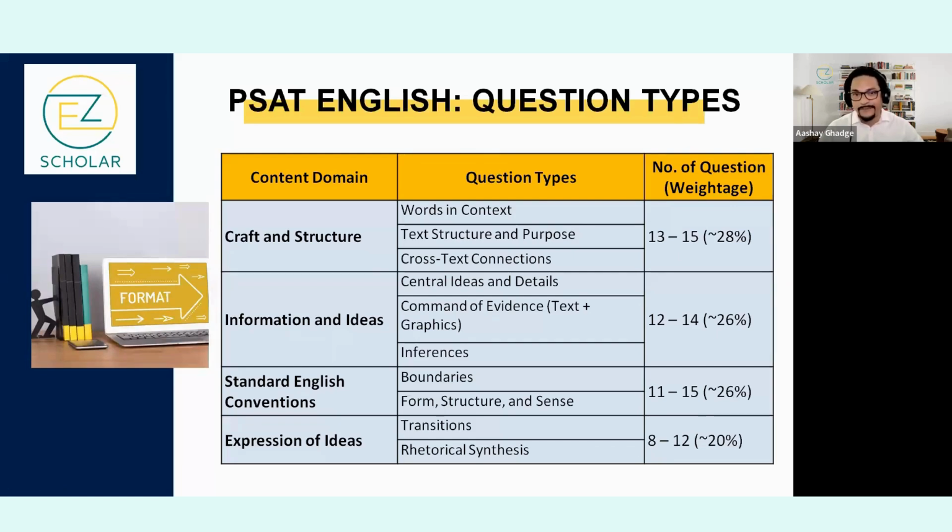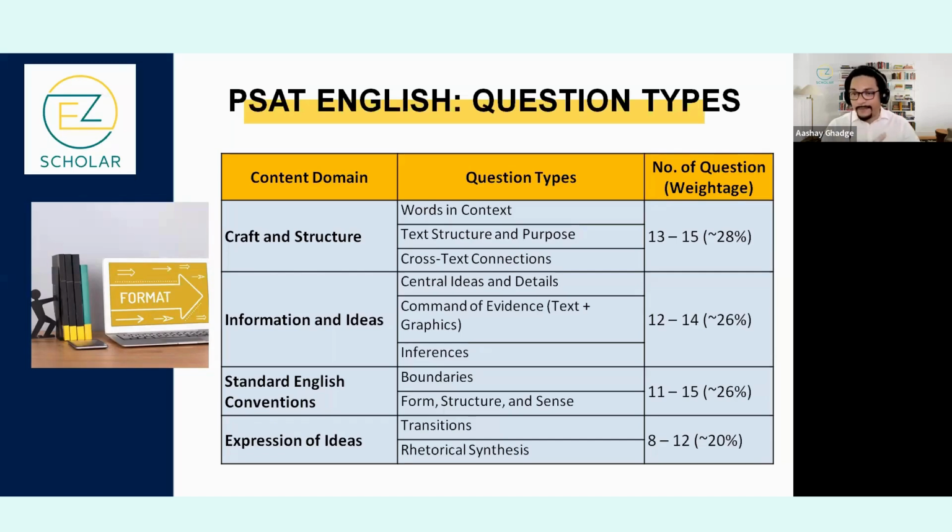And finally, you have expression of ideas, where you're tested on your knowledge of transitions, which is linking words or connectors. And then rhetorical synthesis, again, is a simple enough question type where a student has taken some notes on a topic that he or she was studying or reviewing. And then they want to accomplish a particular goal based on those notes. So for these questions, if you just understand the question properly, for 90% of these questions, you don't even have to read the notes. Understand the goal, jump into the choices, you'll be able to get your answers right.